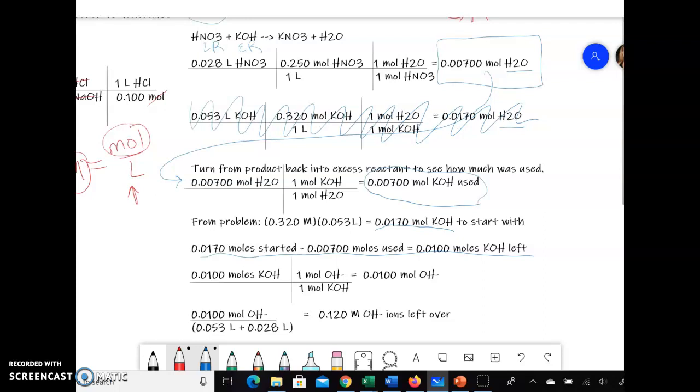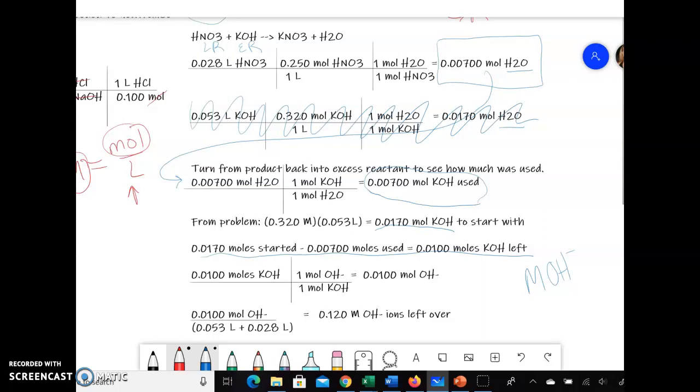But notice in the question, it said, what is the concentration? We want to know the molarity of the OH minus. So two things. One is we need to get that to be just hydroxide, not KOH. And the other is we need to get it into moles per liter because they're asking us for molarity. So again, always look at the units that they're asking you for and see if you can figure out how to get your answer into those units.